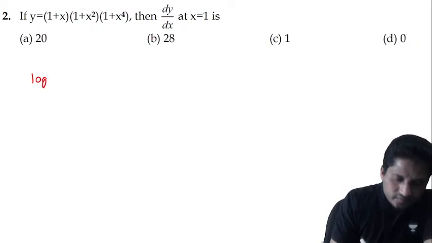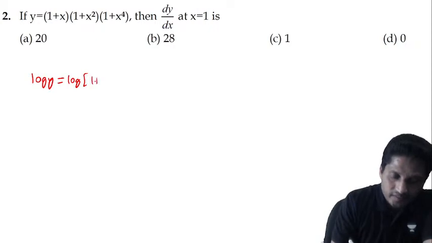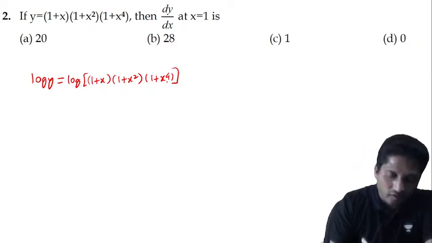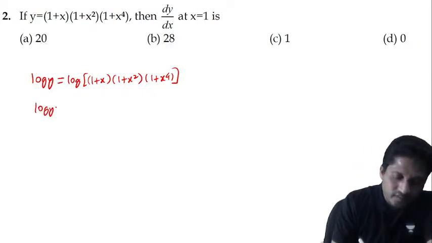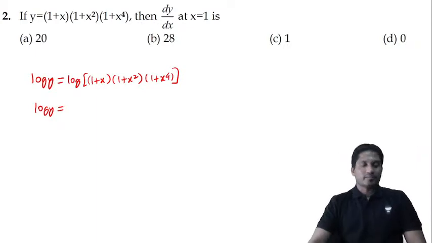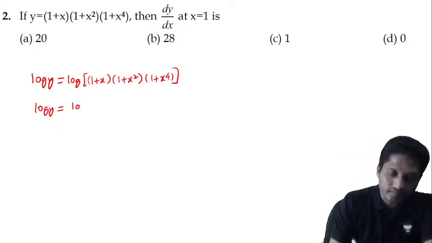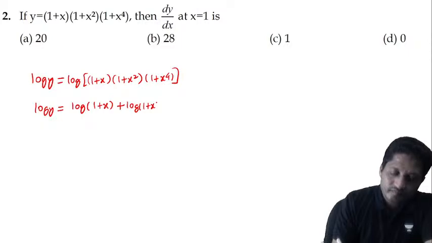log y is equal to log of 1 plus x into 1 plus x square into 1 plus x power 4. I'm taking log on both the sides. I get log y is equal to, log m into n is log m plus log n, so this will be equal to log of 1 plus x plus log of 1 plus x square plus log of 1 plus x power 4. I'm using the log property.